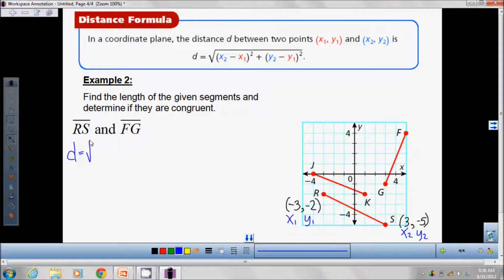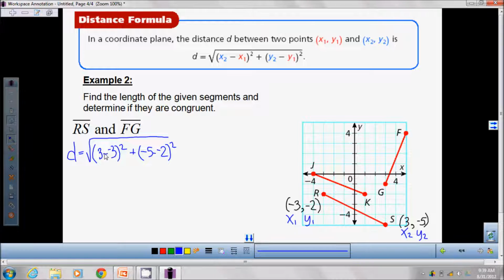And then we're just going to plug it in. So first, the square root of x2 minus x1 squared. So x2 is 3 minus x1 is -3. We're going to square that. Plus y2 minus y1 squared. y2 is -5 minus y1 is -2.